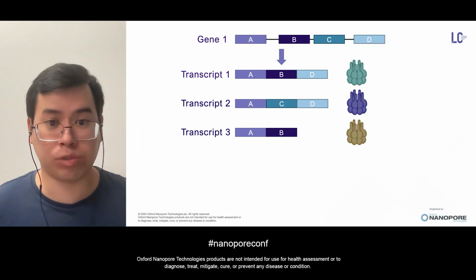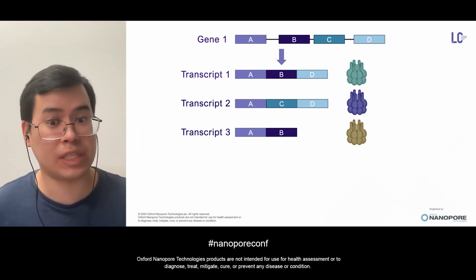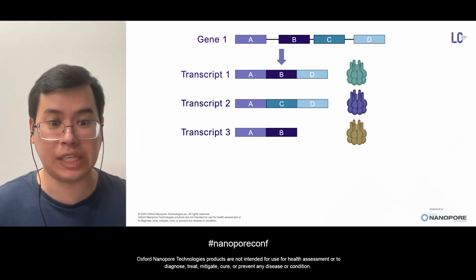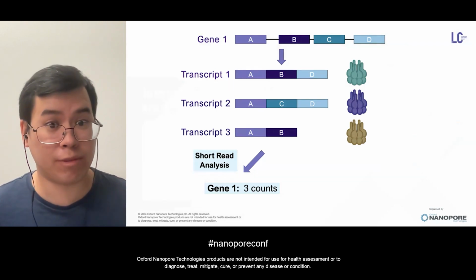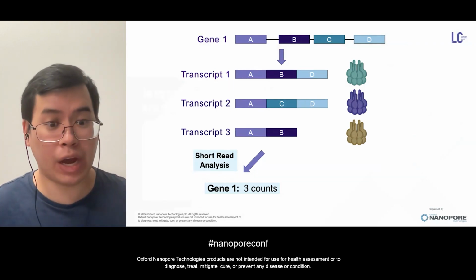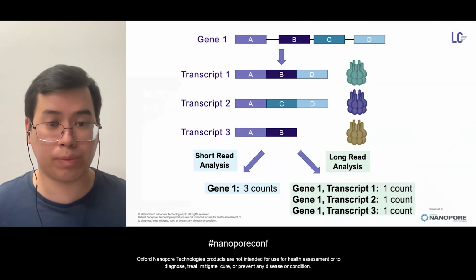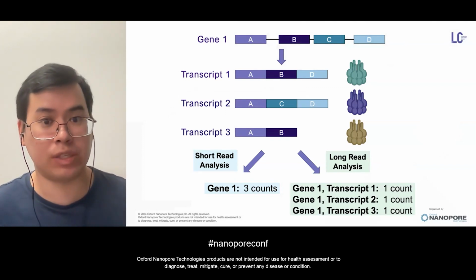Now, if we just did short-read sequencing on this small data set that we have, we would only be able to get gene expression counts from this data set. However, if we go through long-read analysis, we're able to preserve that transcript level detail and accurately say that we have 1 count of each transcript.